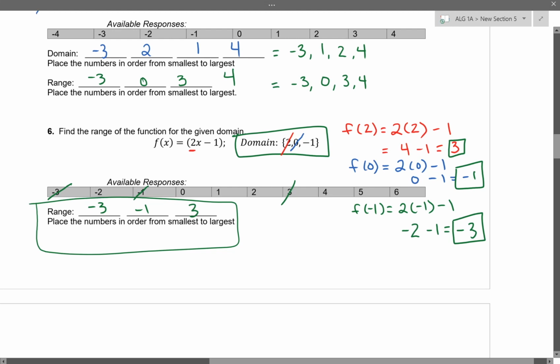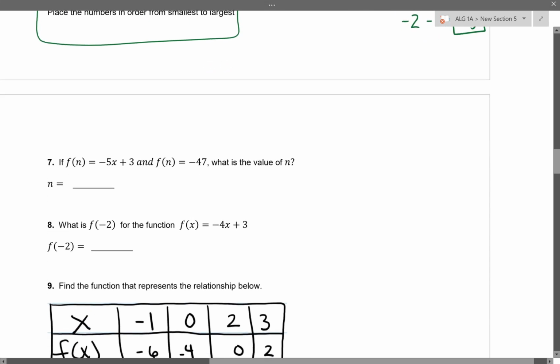Okay, let's move on to question 7. If f of n equals negative 5x plus 3 and f of n equals negative 47, what is the value of n? This right here should have been n. So I apologize on that end. I thought I fixed that.